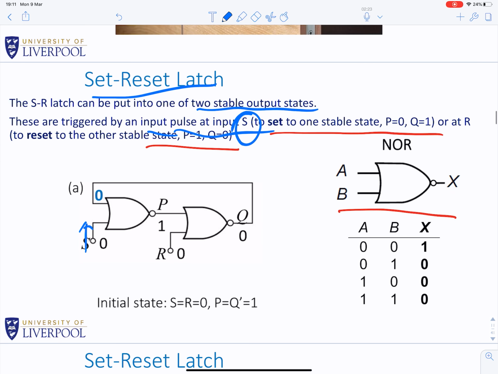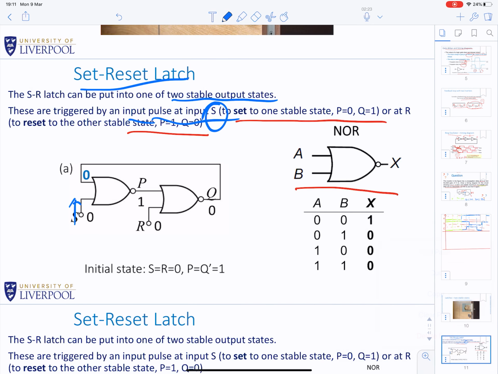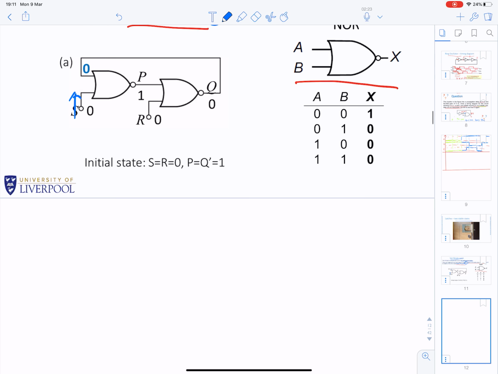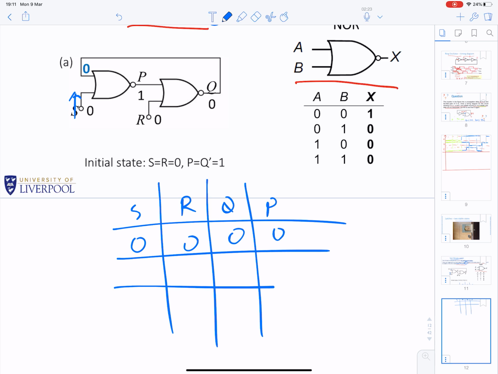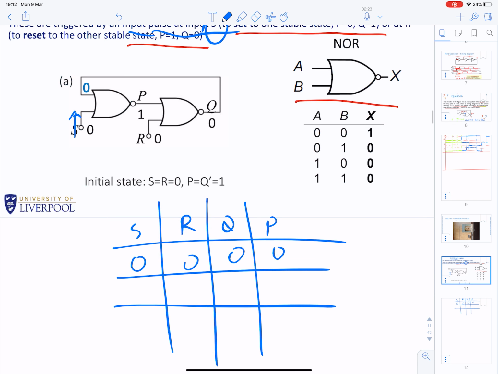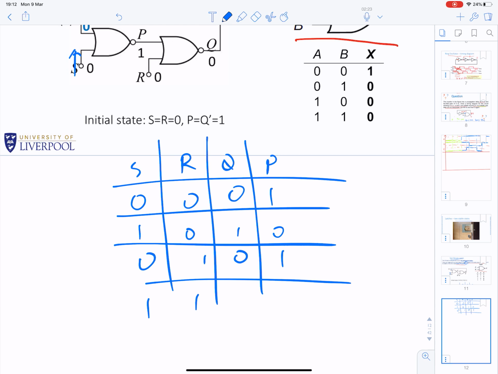So let's draw the truth table of that. The truth table is very simple. It's just set, reset, Q, P. So initially it's 0 0, and initially both of them are 1. Then 0 0, 0 1, 1 0, 1 1 illegal.